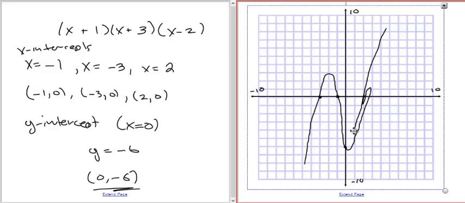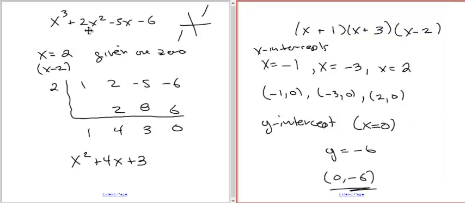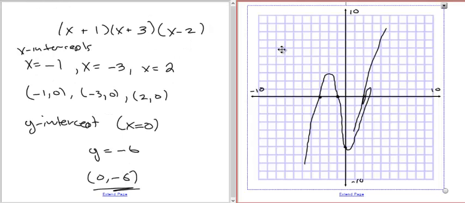So if I looked at this original equation, it was negative x cubed minus 2x squared plus 5x plus 6. It would look exactly the same, except it would come down like this, come up like that, go through positive 6, come back down like that.